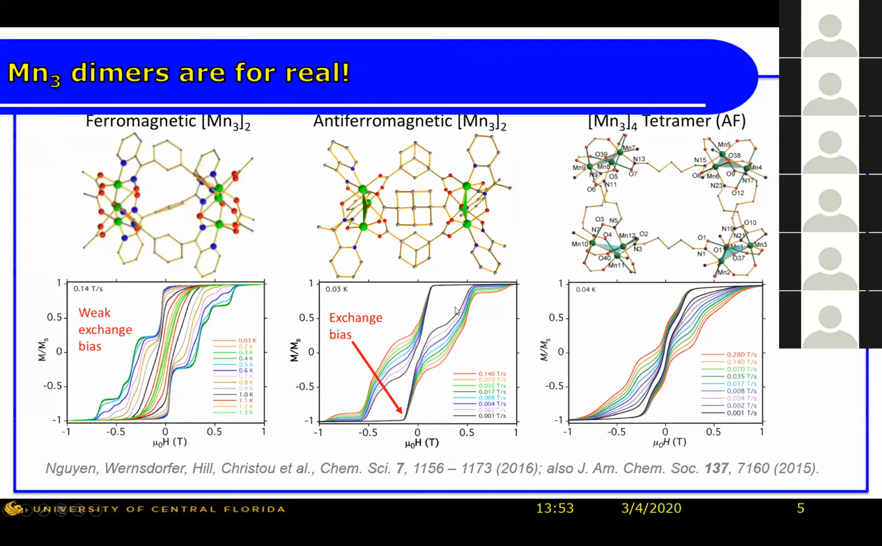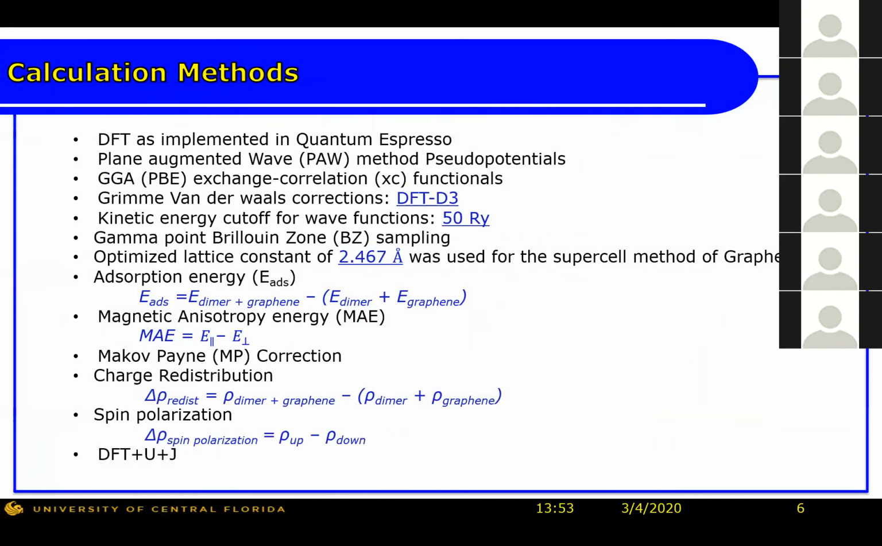The fact that one is ferromagnetic and the other one is antiferromagnetic is shown from these measurements that were taken by Hill and Christou. The exchange bias is telling you that this is antiferromagnetic, and the lack of it here is for the ferromagnetic case. And again, the molecules are very weakly interacting. So essentially, let me skip this.